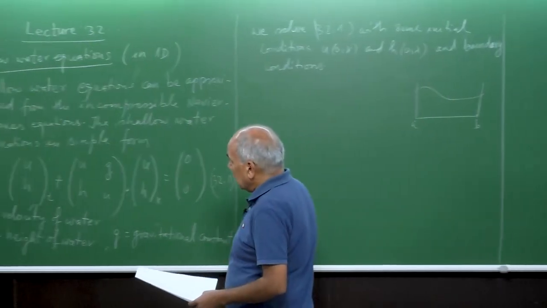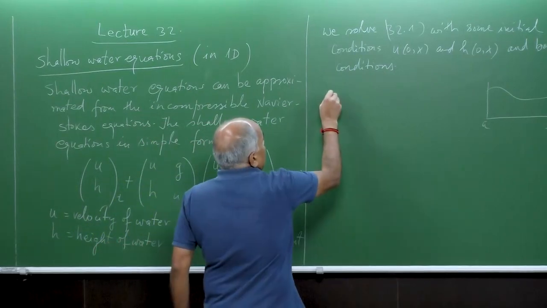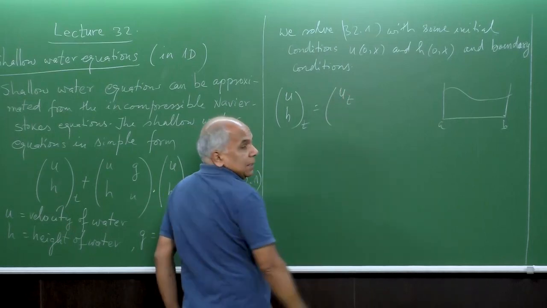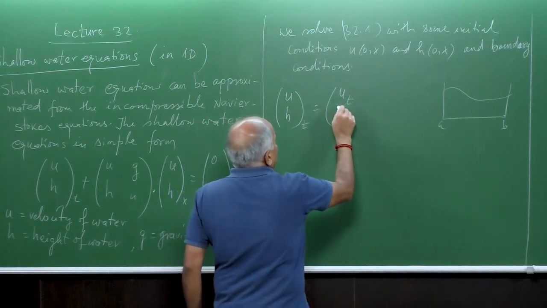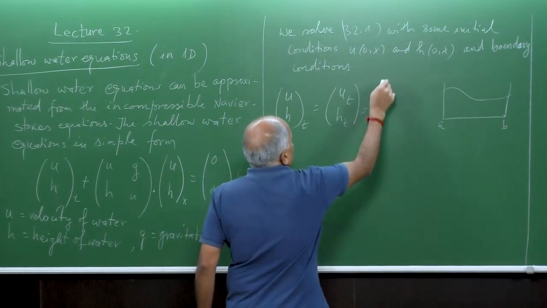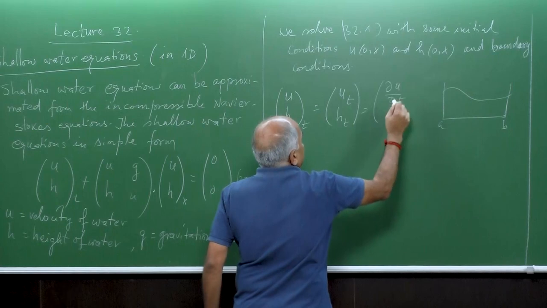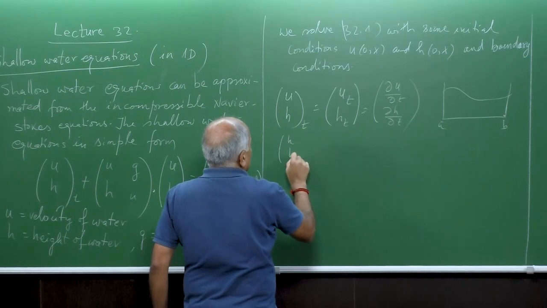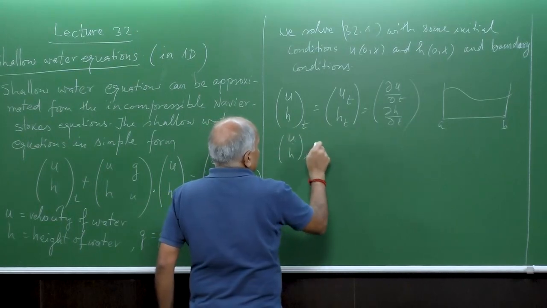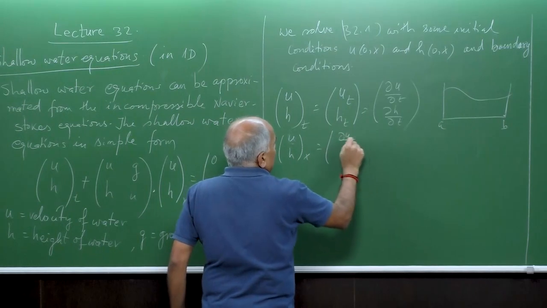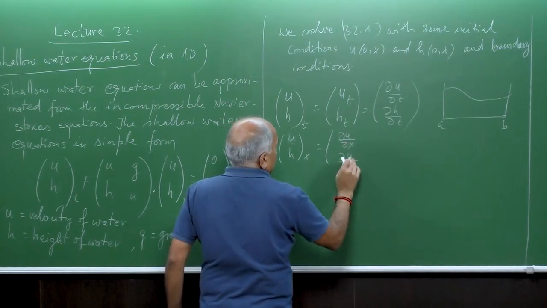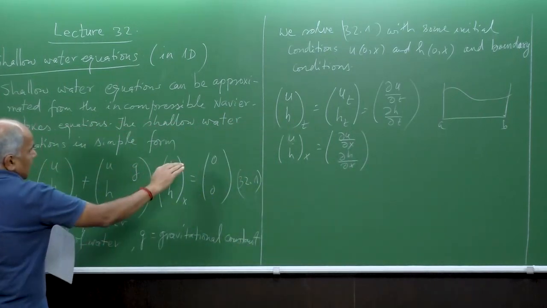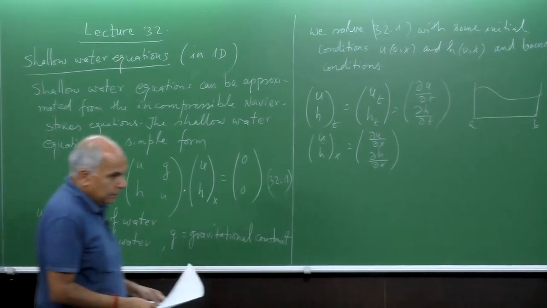Here what this means, u h of t is just a notation: the partial derivative of u with respect to t and the partial derivative of h with respect to t. So it is a vector, del u by del t, del h by del t, and u h of x is del u by del x, del h by del x. This is nothing more.